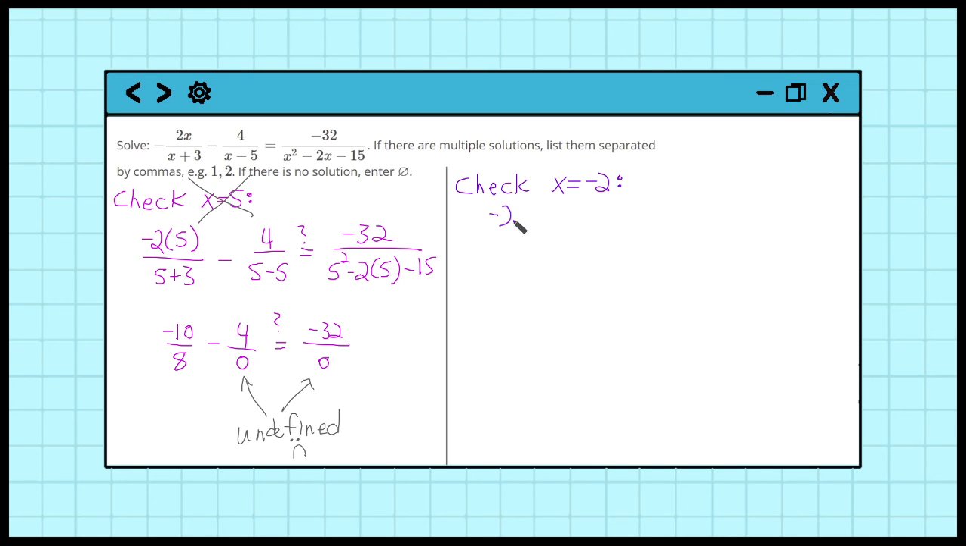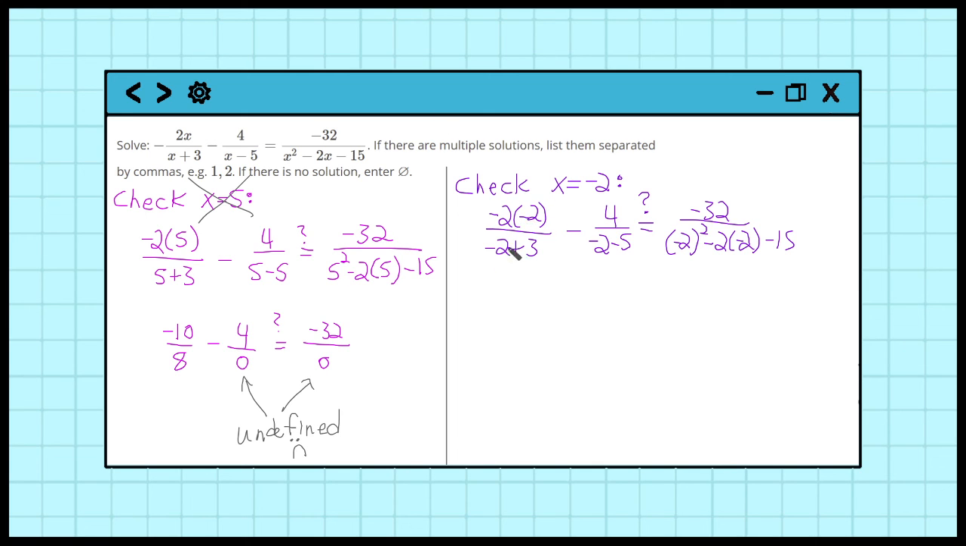So we're going to have -2 times -2 over -2 plus 3 minus 4 over -2 minus 5 equals -32 over -2 squared minus 2 times -2 minus 15, question mark. Want to see if it's true. We're hoping it's true because then we'll have at least one answer.